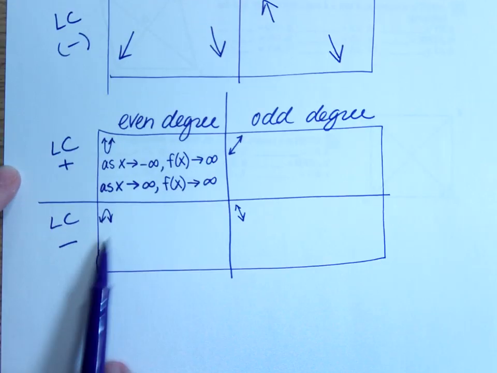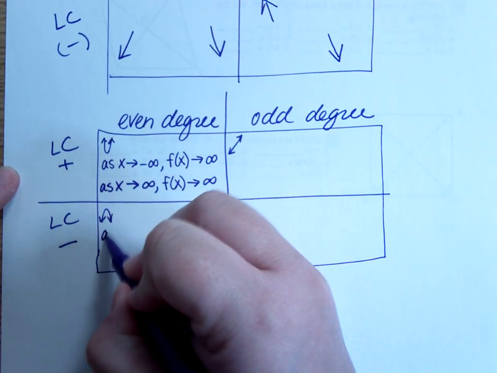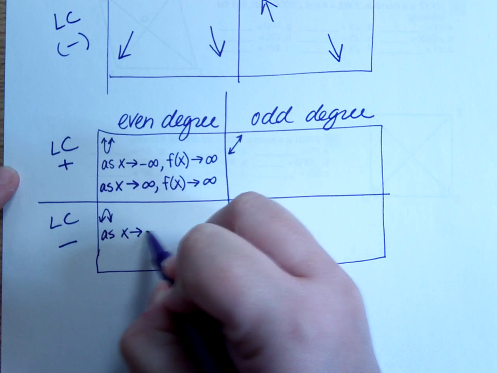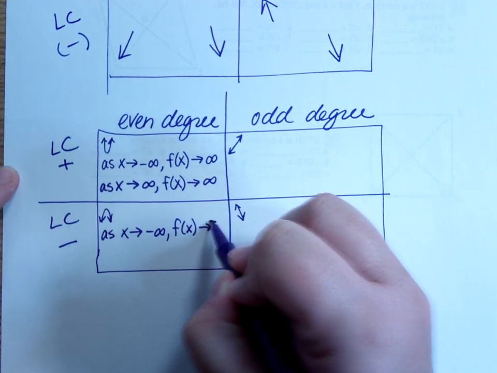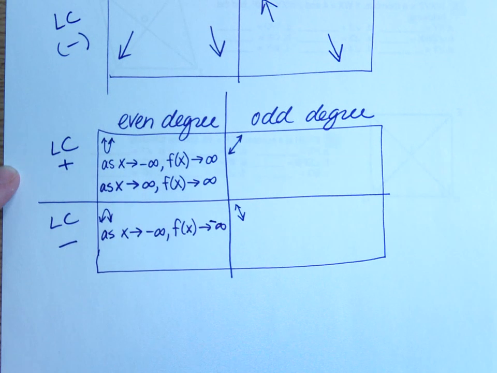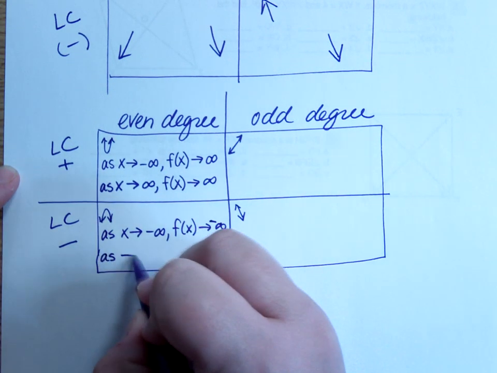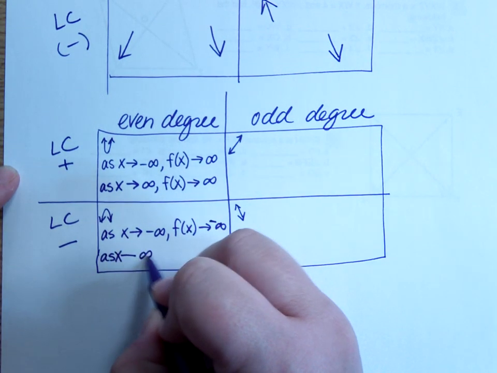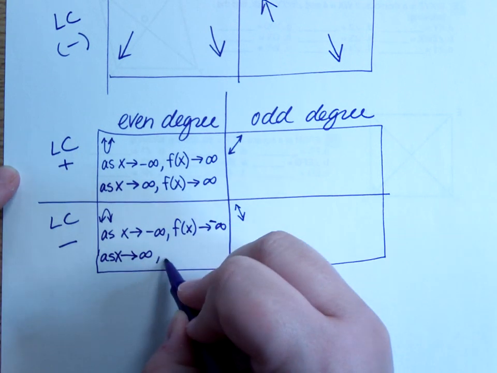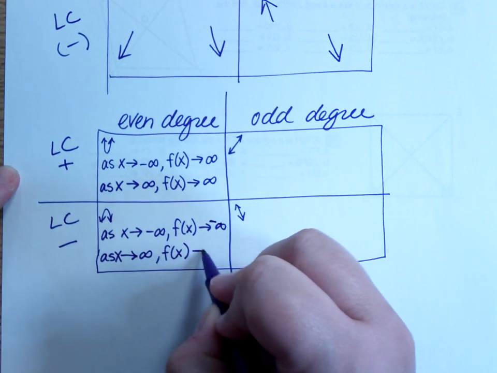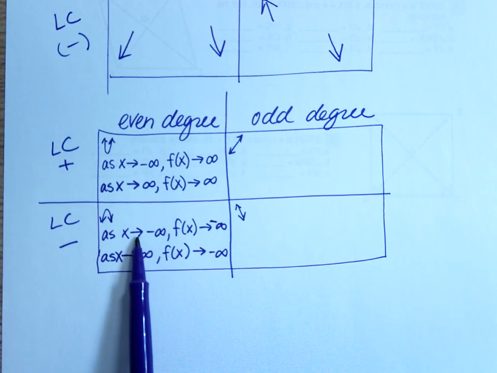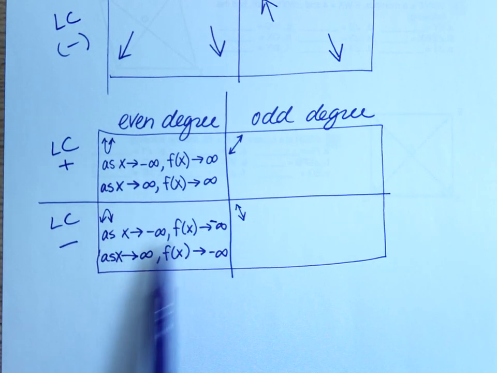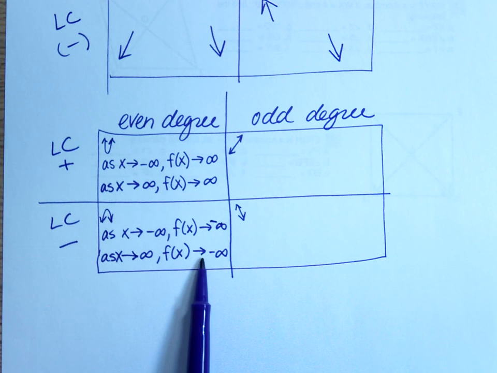Let's do it here. On the left, as x approaches negative infinity, it points down. So f of x approaches negative infinity. As x approaches positive infinity, the function again points down. It points down on both sides. So this says, on the left, it points down. On the right, it points down.